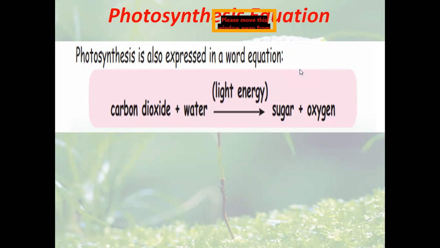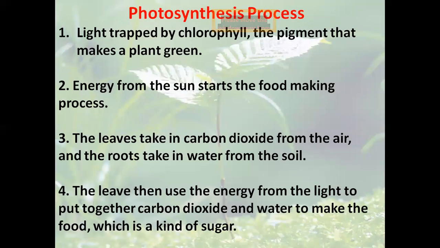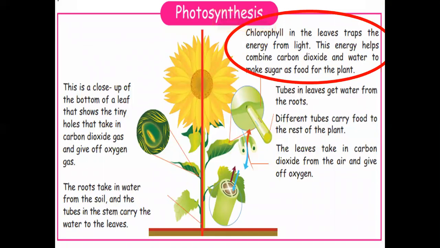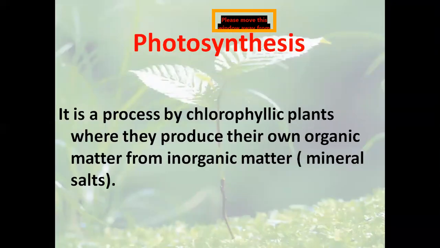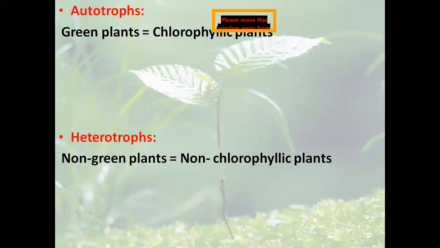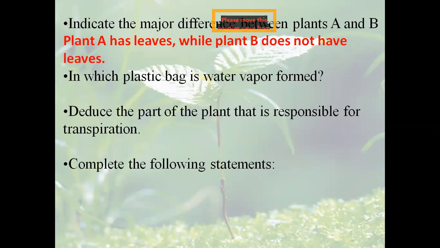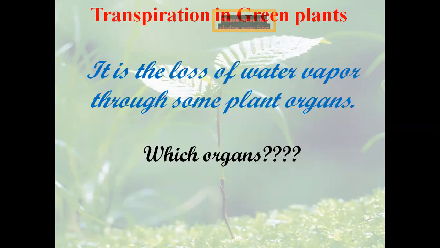So in this session, we determined what the photosynthesis process is, the equation, the steps of the process, the importance of light for photosynthesis, and the role of the chlorophyll in trapping the energy from the sunlight. We also determined that this experiment is done to study the photosynthesis process, and we covered the process of transpiration in green plants, as well as the role of the leaves in this process.